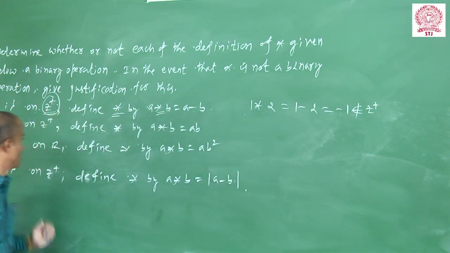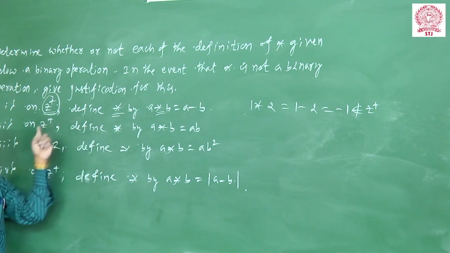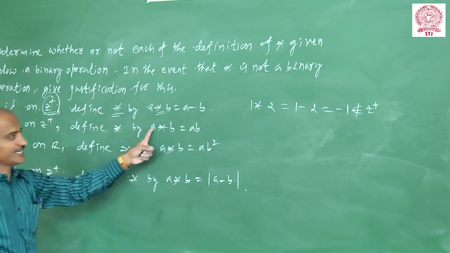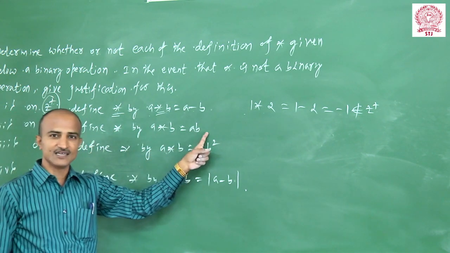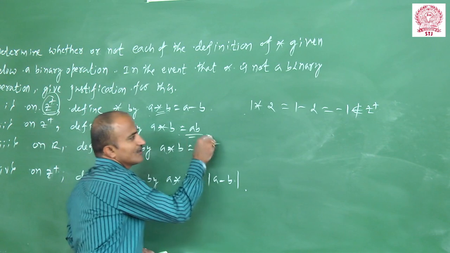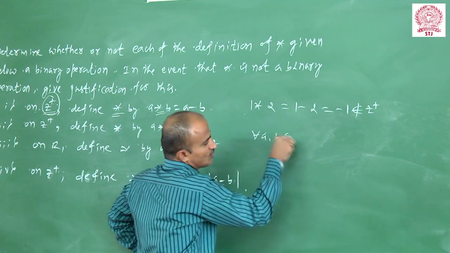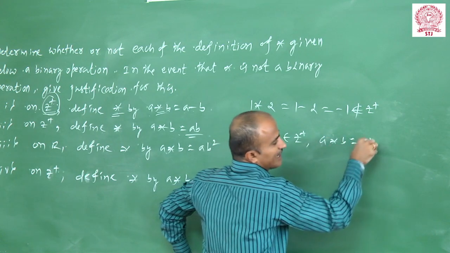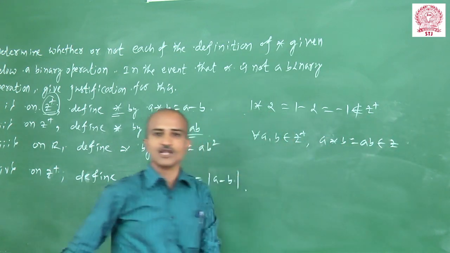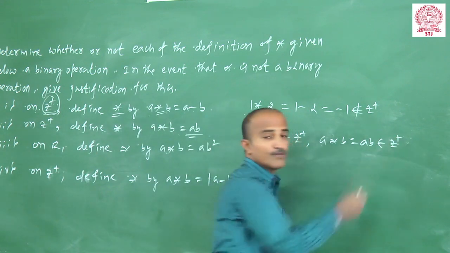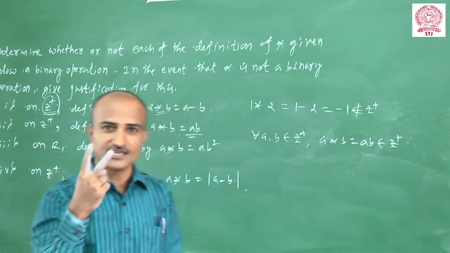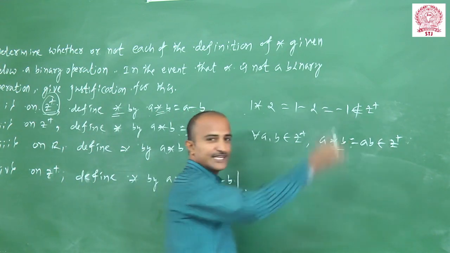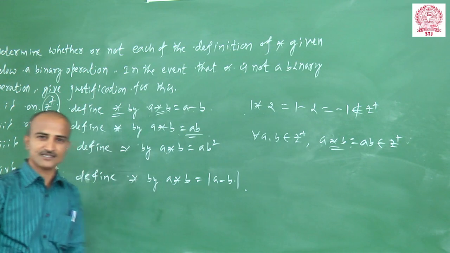Look at the second example. Here they have defined star on Z plus. Z plus is nothing but the set of positive integers. Next, A star B is defined as AB. Now, clearly, for all A, B belongs to Z plus, A star B equals AB belongs to Z plus. The product of any two positive integers is a positive integer. Therefore, star is a binary operation.